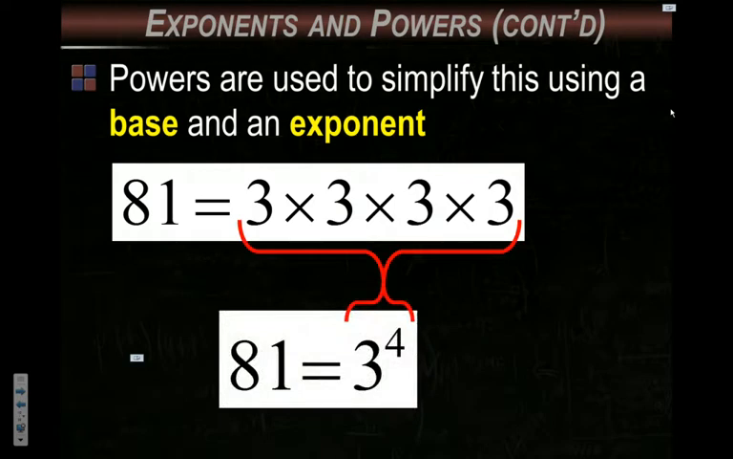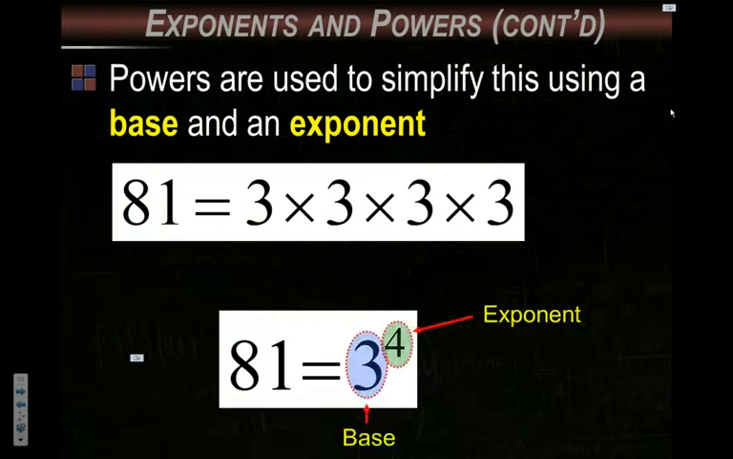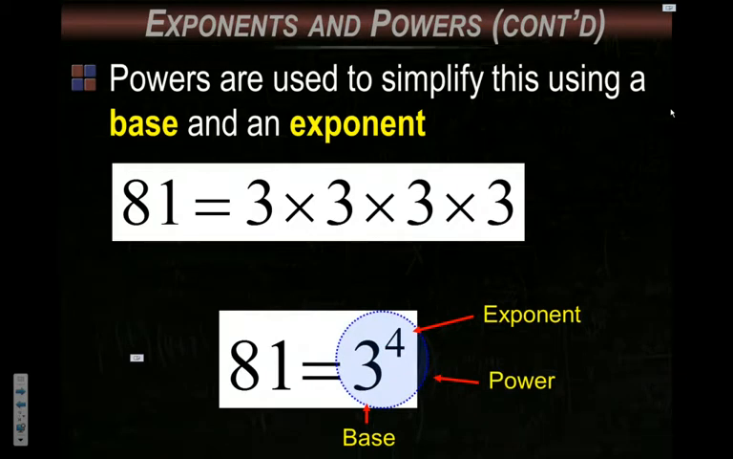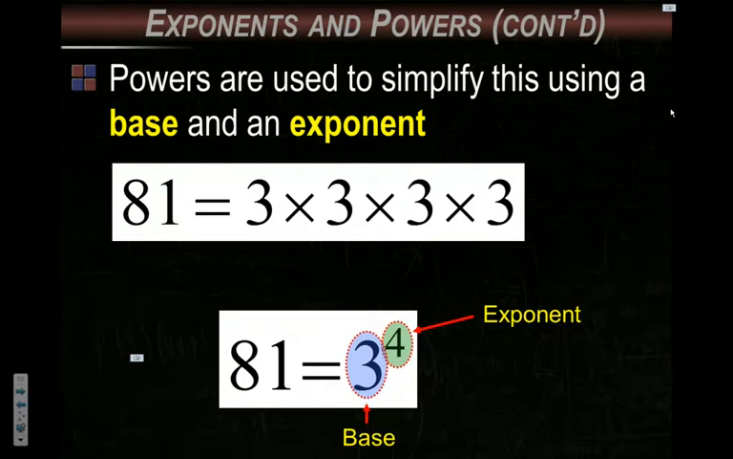What I'm representing here is 3. That's the number I'm multiplying. That's my base. So my base is 3. The number of times I'm multiplying it is 4. I'm multiplying it 4 times. That's my exponent. The whole thing is called a power. So 3 to the power of 4 is a way you can express that. But again, we have to think of each component there. This is the base. This is the exponent. It is a shorthand way of writing the same thing as I have here.